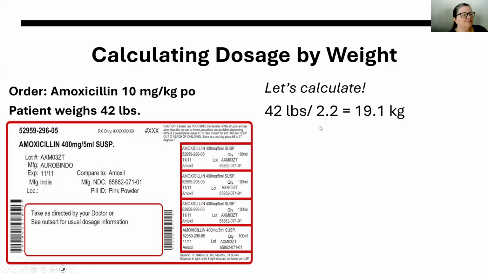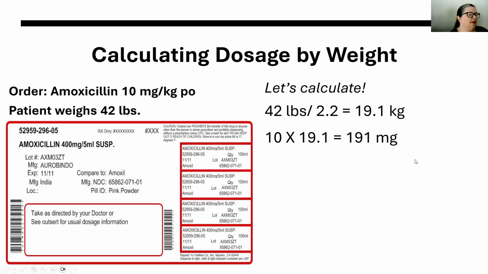So 42 pounds divided by 2.2 gives us 19.1 kilograms. Now we don't have our need yet. What we're doing in this step is defining our need. The doctor said 10 milligrams per kilogram, meaning every kilogram they get 10 milligrams. So in this particular instance, we are just multiplying. 10 times 19.1 is 191 milligrams. Yay, we have our need now. Now we can move on and calculate how much we're actually going to give them.